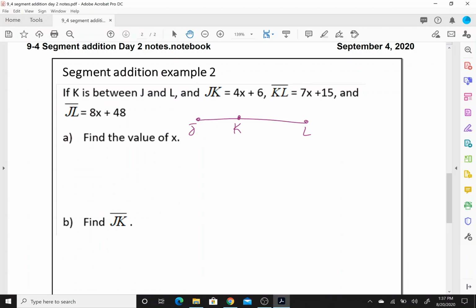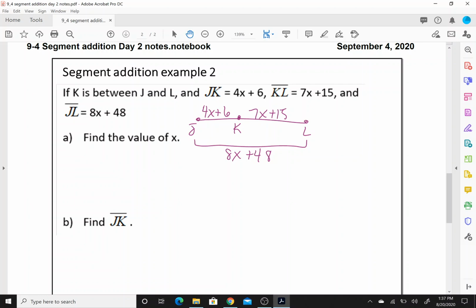So always draw a diagram. That will help you. Now we're going to label our diagram. It says JK is 4x plus 6, and KL is 7x plus 15. And then they tell us JL is 8x plus 48.